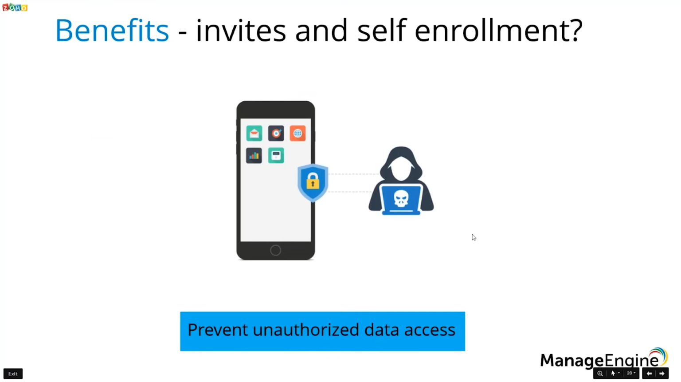Likewise, since this creates a separate corporate space on the phone, you have the options to prevent file sharing, configure separate passcode policies for these work applications and so on. So these are certain benefits which you can avail when you go with email based or self-enrollment methods.